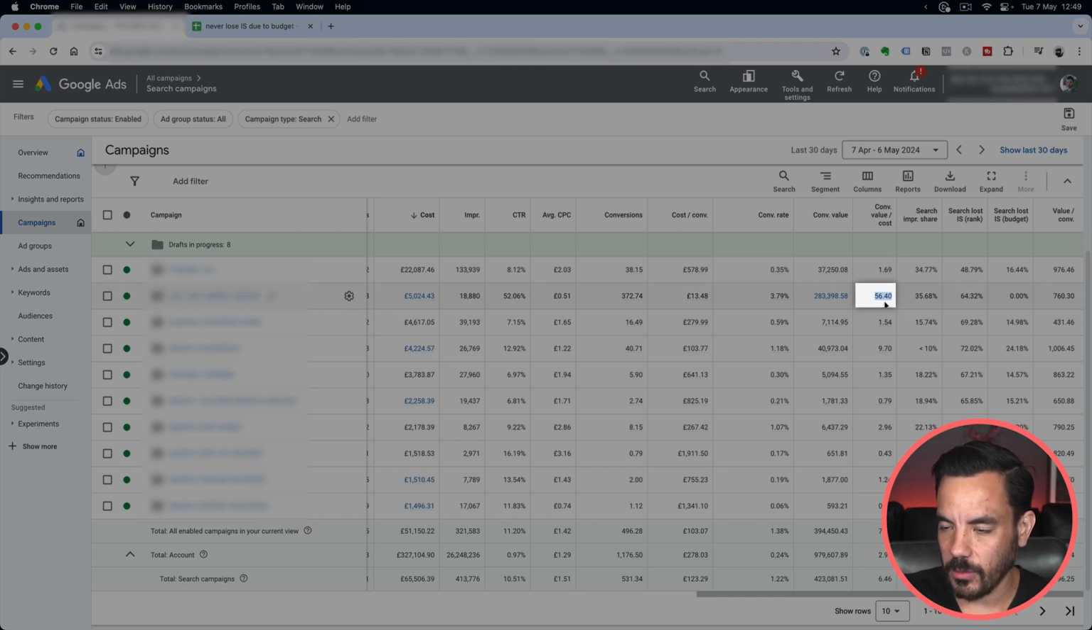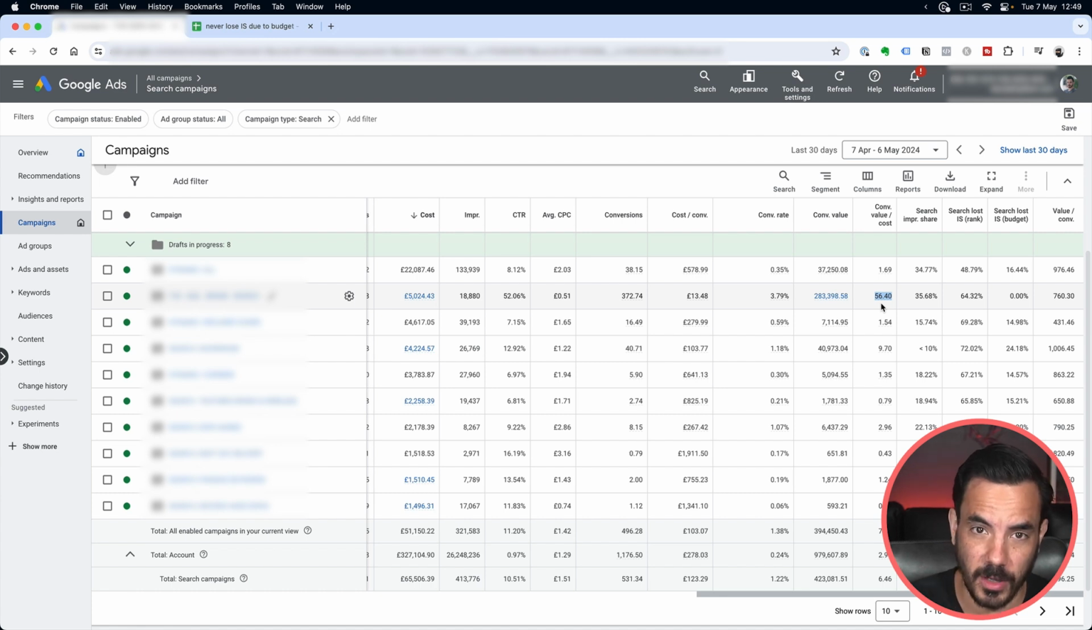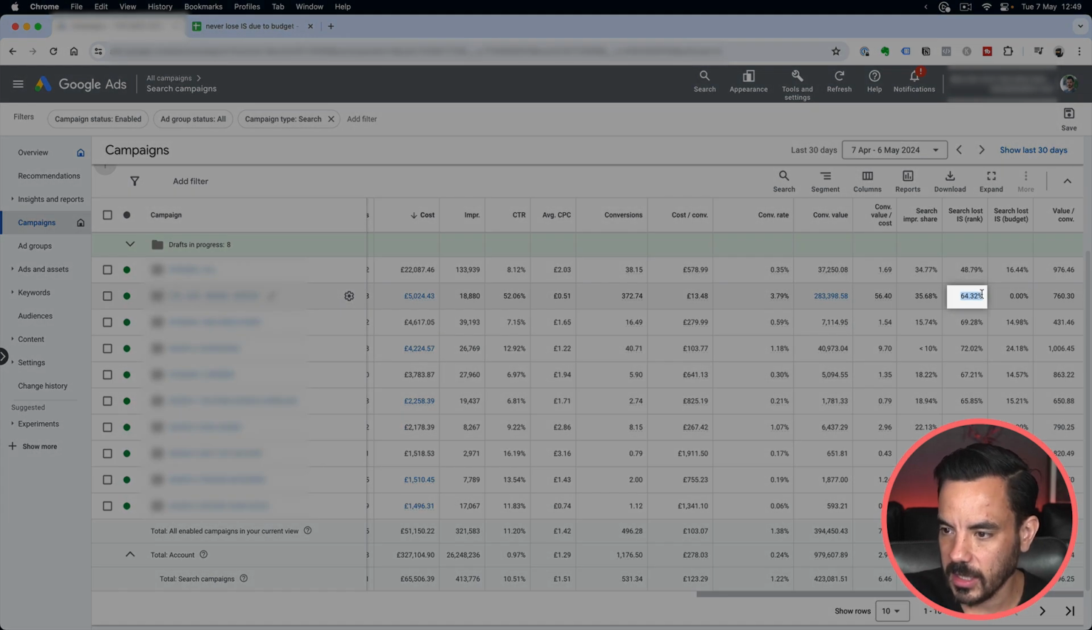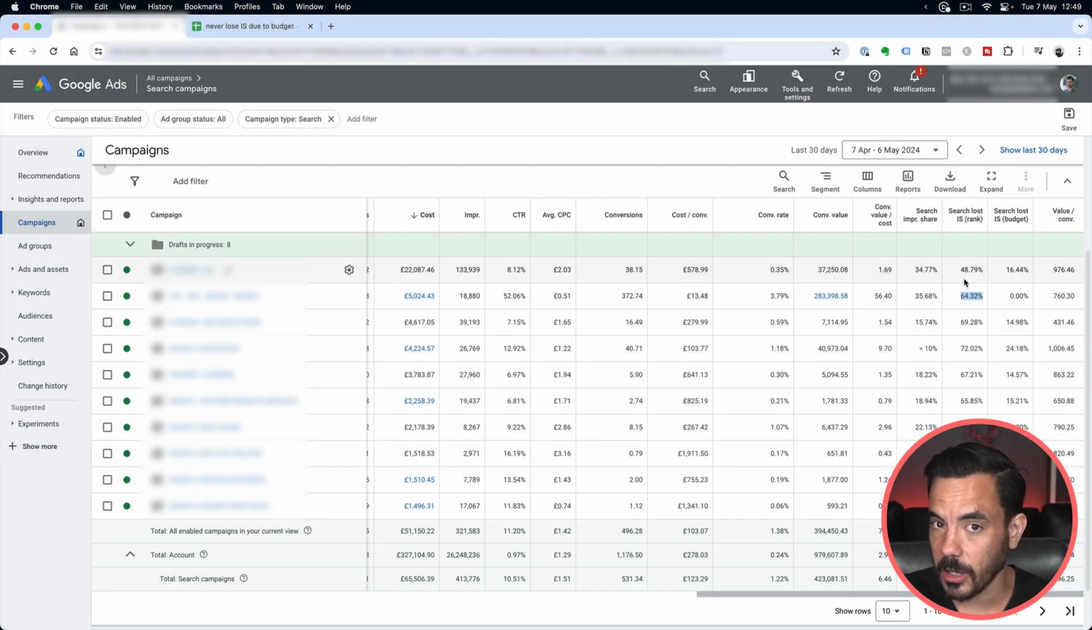Let's say my ROAS target is 2.5. Well, this campaign does 56.4. That is phenomenal. It's a brand campaign, that's why it does so well. But remember, my recommended benchmark for brand is above 1,000% ROAS, so above a 10x. And this is doing 56x. So what we can do here is definitely increase the bids. We shouldn't be losing 64% of the market due to low bids in a campaign that is doing this well.